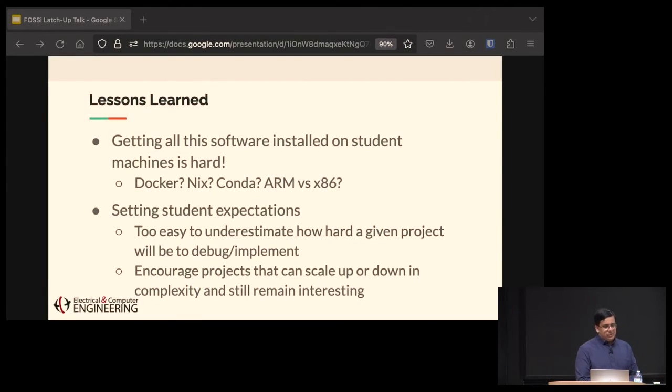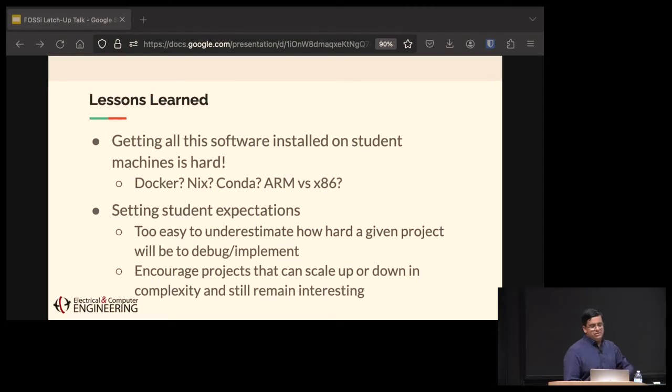Quickly, a couple of lessons that we've learned. One, getting all the software installed on student machines is hard. We're trying to figure this out. We've had to use Docker. We've had to use Nix for OpenLane, Conda, and then a lot of students have ARM Macs, which you can't just run a Linux VM on. So installation instructions has been something.